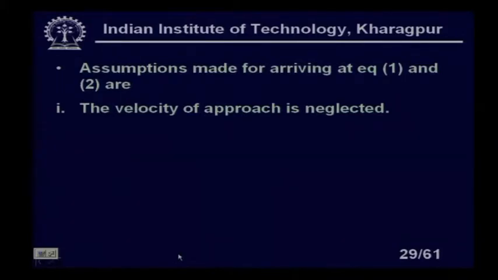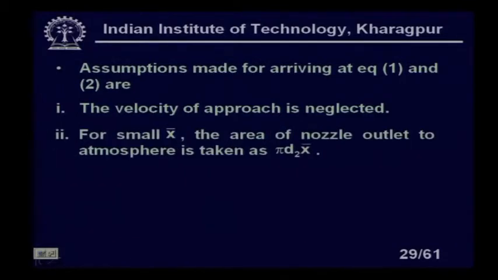Now, the basic assumptions we have taken for arriving at equations 1 and 2. The velocity of approach is neglected. For small x bar, the area of the nozzle outlet to the atmosphere is taken as pi D2 into x bar instead of pi D2 square by 4, because we have seen that it is a variable, that is the reason we have taken like this one, whereas in the supply side restrictor we have taken pi D1 square by 4, that is a simple orifice formula we have taken.